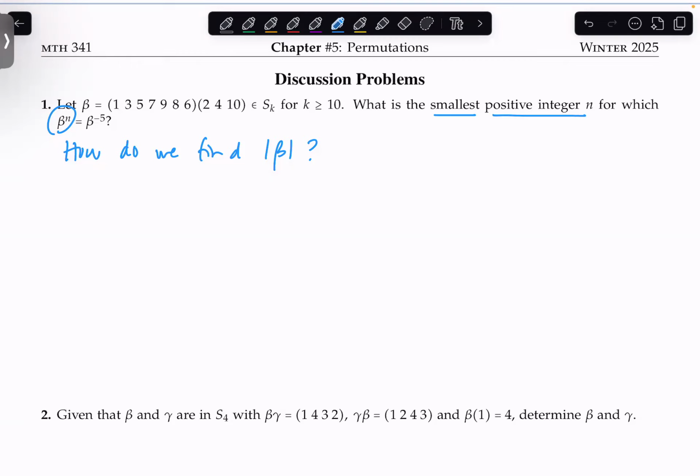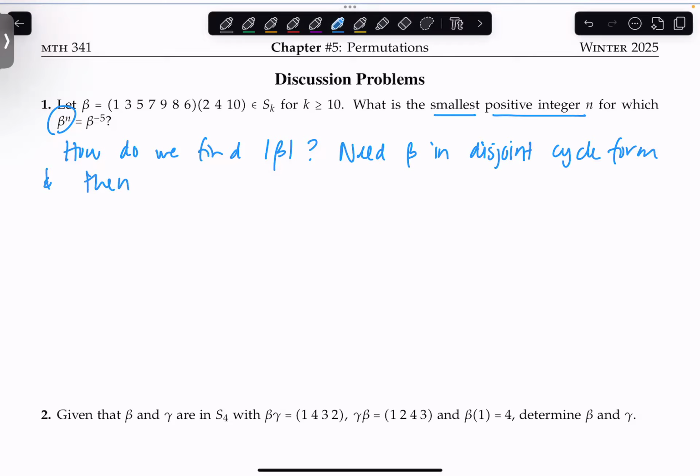Of what? So I need to have my disjoint cycle form first. Cycle form. And then we take the LCM of all the lengths. Okay, but we want to be careful. Just because I gave you one representation for that element does not necessarily mean that it's already in disjoint cycle form. So how do I check that it's in that correct form?